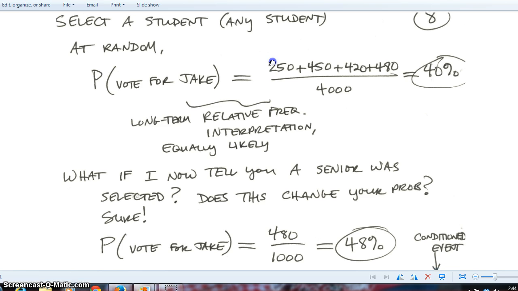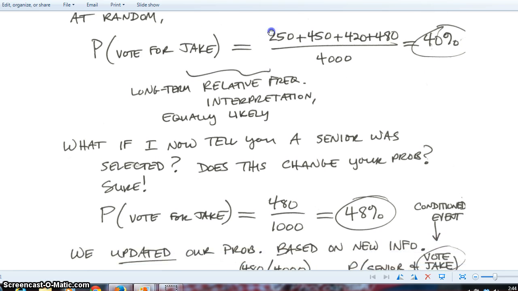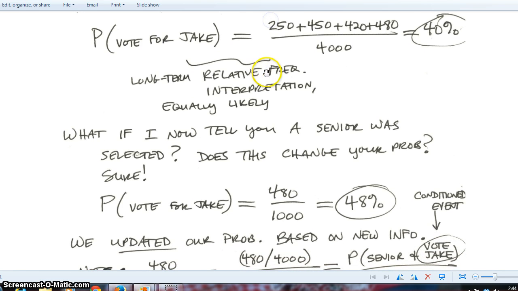Okay, now let's suppose in addition I tell you, what if I now tell you a senior was selected? So I go into the population, I select somebody at random. I don't tell you who they are. You can't see who they are. But you know for certain that it's a senior.